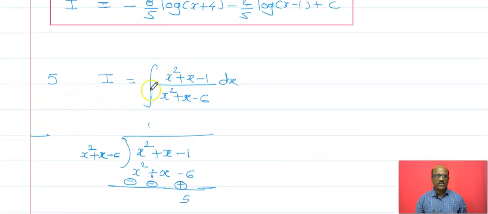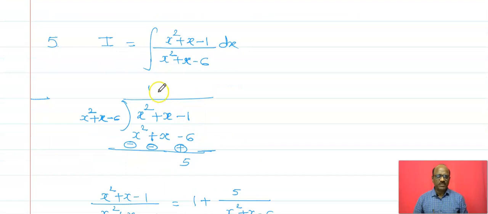I is equal to the integral of x square plus x minus 1 over the denominator x square plus x minus 6 dx. Now the degrees of the denominator and numerator are the same. Therefore, we will divide the numerator by the denominator. That is, x square plus x minus 1 is divided by x square plus x minus 6. The first term of the division is 1, that is 1 into x square plus x minus 6.